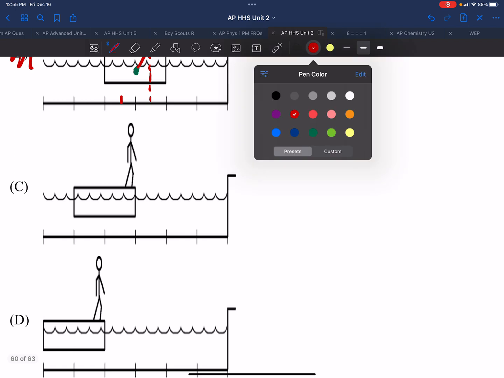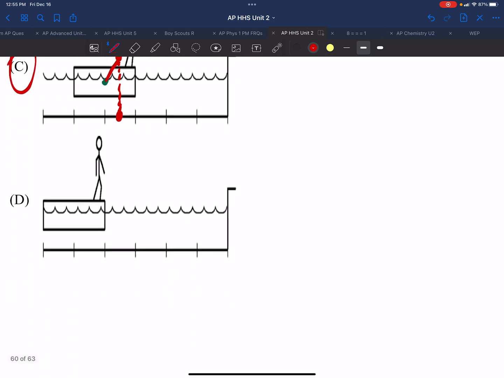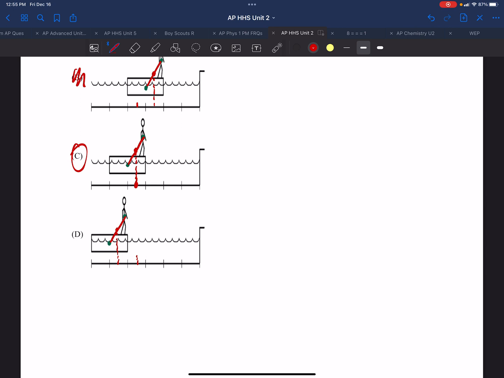This next one, center of mass here and here. And there's the center of mass. And that looks like it's right where it needs to be. Choice C. Let's go a little further. Choice D, center of mass, center of mass. Way to the left of where it should be, so it's choice C.